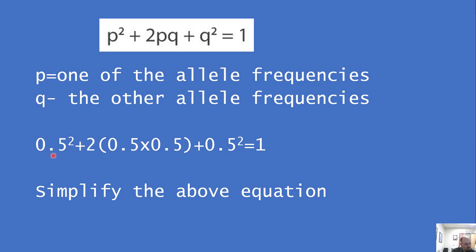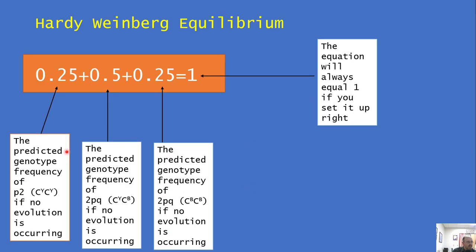So you take 0.5 squared. What is that? 0.25, right? So looking at the next slide, I've simplified the equation. 0.25 plus 0.5 plus 0.25 equals 1. So that is the solved, essentially, Hardy Weinberg equilibrium.